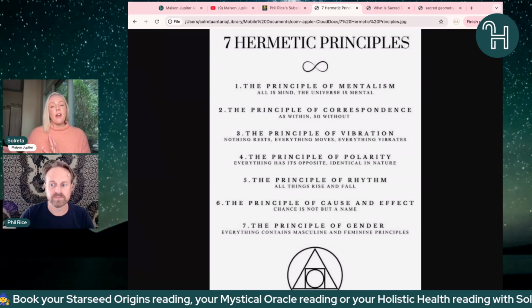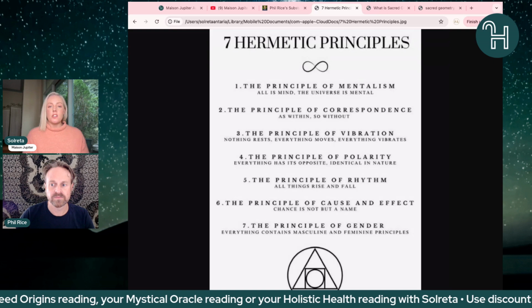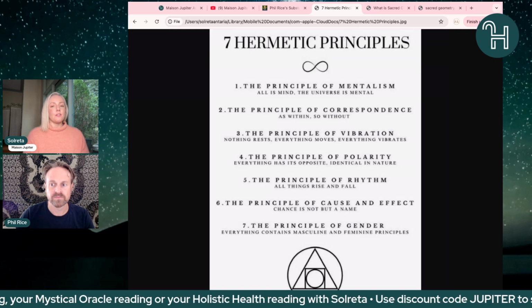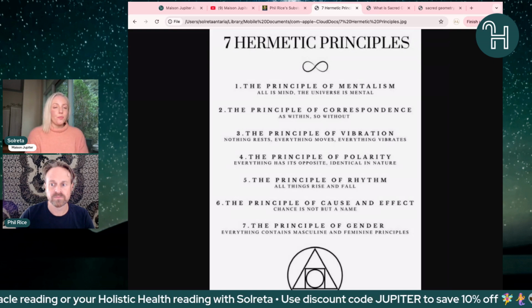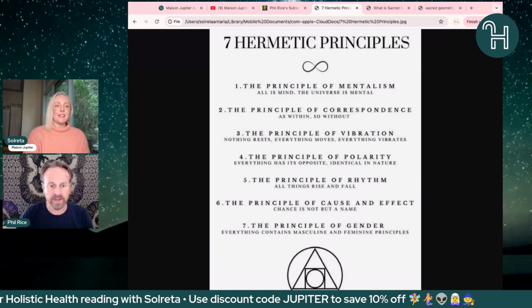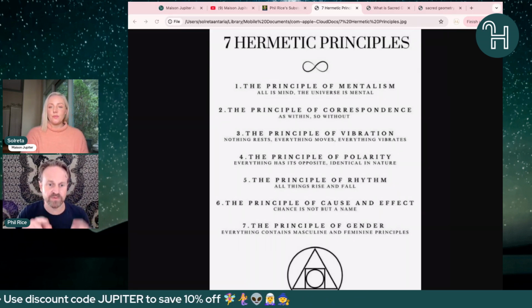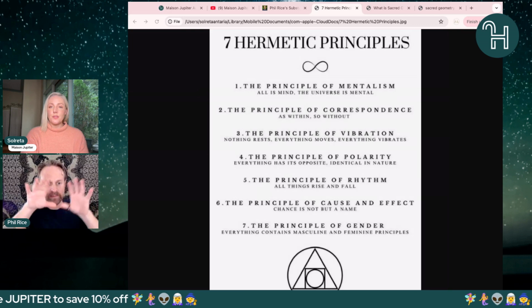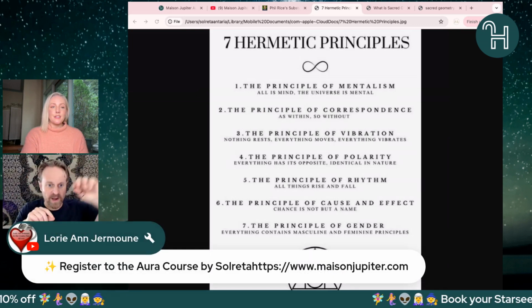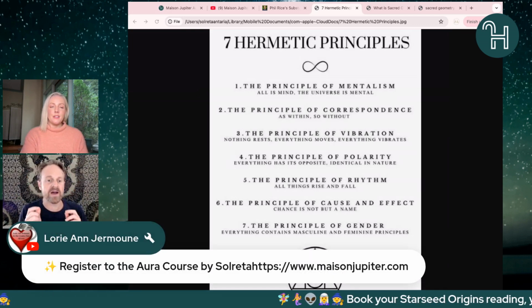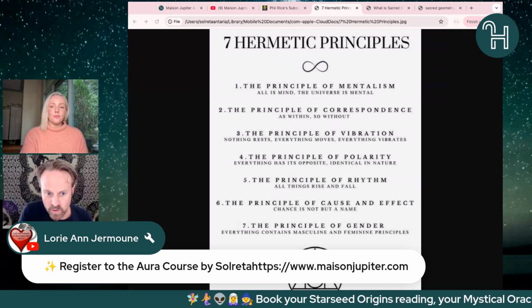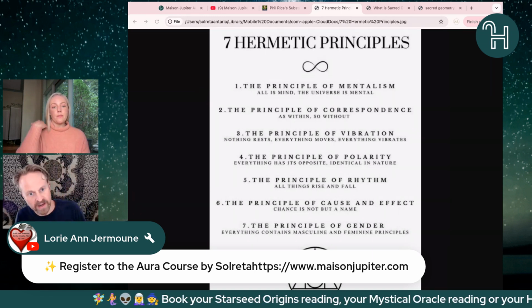How about number 7, the principle of gender? Everything contains a masculine and feminine principle. Okay, so this is where we see the yin yang sign. We see the 2 fish swimming, and then we see the big black with the white dot and the big white with the black dot. So we see how there's fire in the water and there's water in the fire.